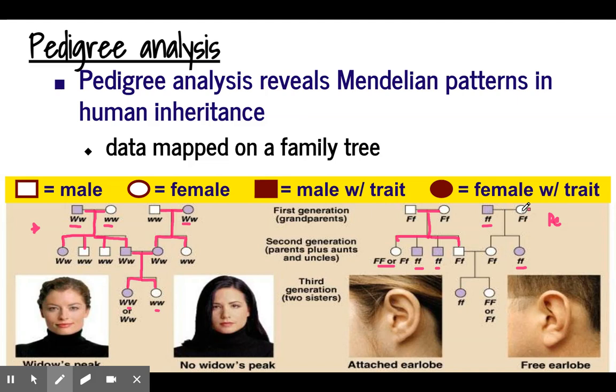Whereas we see these individuals here, the dad has attached earlobes, mom does not. They have 2 daughters. One of their daughters has attached earlobes. These 2 individuals marry, and they themselves have 2 daughters. One has attached earlobes, and one does not.